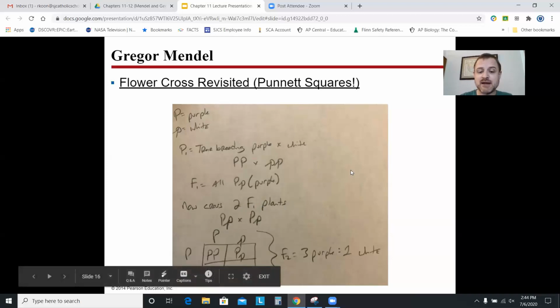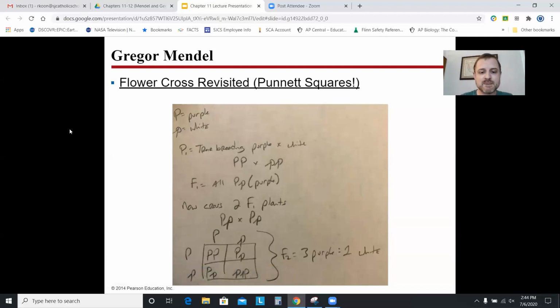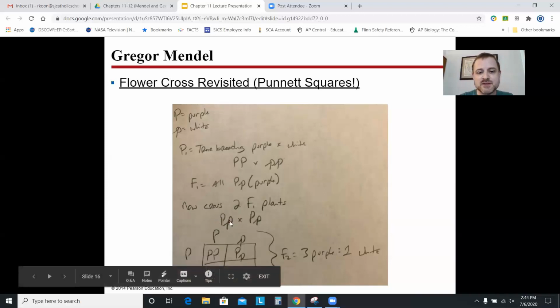And to do that, I need that bar to go away. I need my cursor. So this plant can give a big P or a little p. So I put the big P there. I put the little p there. This plant can give a big P or a little p. I put a big P there and I put a little p there.